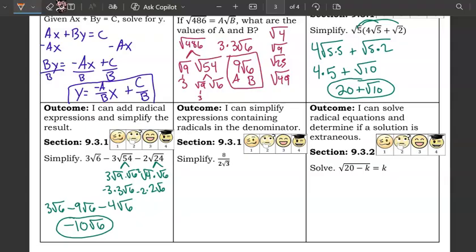Outcome: I can simplify expressions containing radicals in the denominator. Simplify 8 over 2 square root 3. We're going to rationalize the denominator by multiplying by the unity fraction square root 3 over square root 3. We get 8 square root 3 over 2 times square root 3 times square root 3, which cancels out to give you 3. We can divide each of these by 2, and so our simplified rationalized expression is 4 square root 3 over 3.